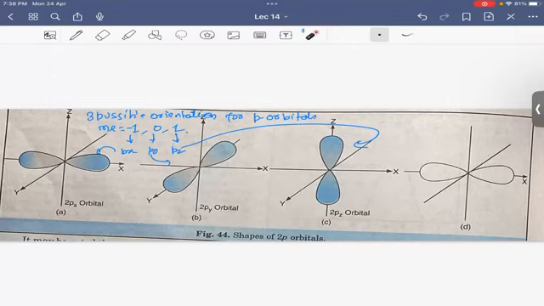Accordingly, as they are symmetrical about the x, y, and z axes, they are represented respectively. The 2px orbital has two lobes symmetrically spaced around the x-axis, 2py around the y-axis, and 2pz around the z-axis. The shape of the orbital is called dumbbell, right?